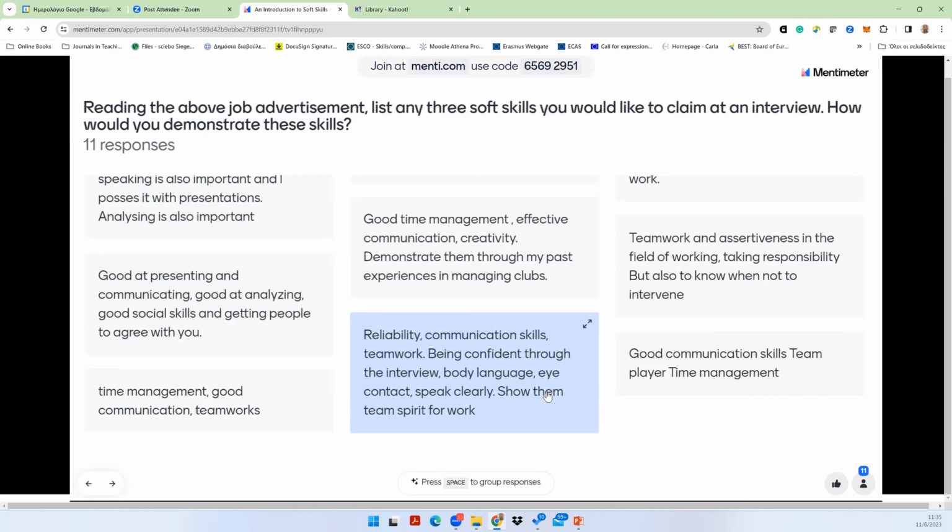I wrote there to being confident through like the eye contact and body language. When you're speaking with the boss, you can show your confidence in this way, I think. Thank you very much, Michaela, for sharing with us. Body language is very important to demonstrate your confidence. But I would like to add something.